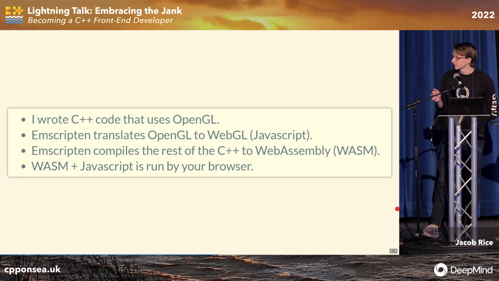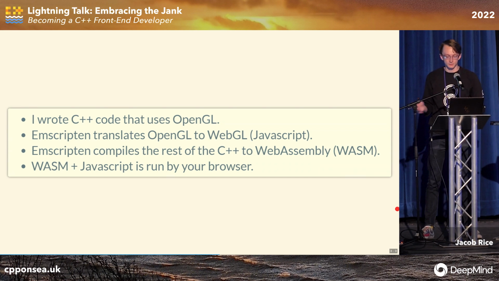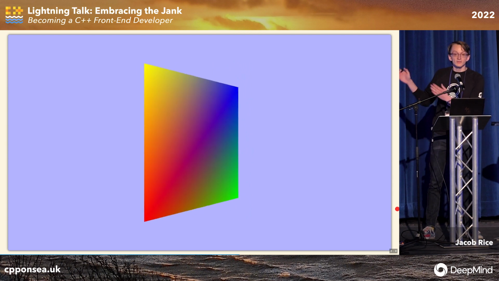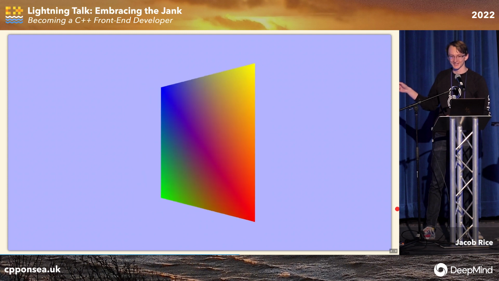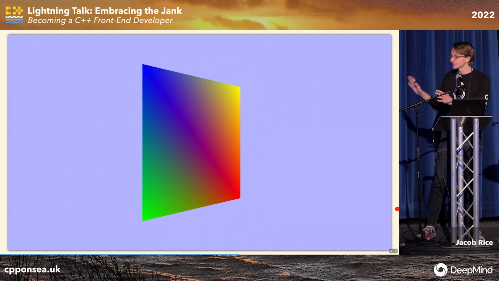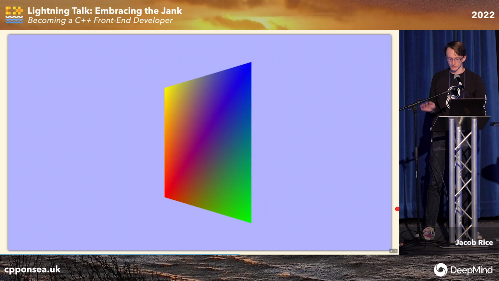So I wrote C++ code that uses OpenGL, and then Emscripten, the compiler toolchain, translates OpenGL to WebGL, which is JavaScript code. Then Emscripten compiles the rest of the C++ into WebAssembly, WASM, and then that stuff is run in your browser, okay? Which means that inside of my slide deck, in my browser, is OpenGL code running right now, which is a really bizarre toolchain. And all of this is actually increasingly common. This isn't the weird part. WASM is actually really, really cool.